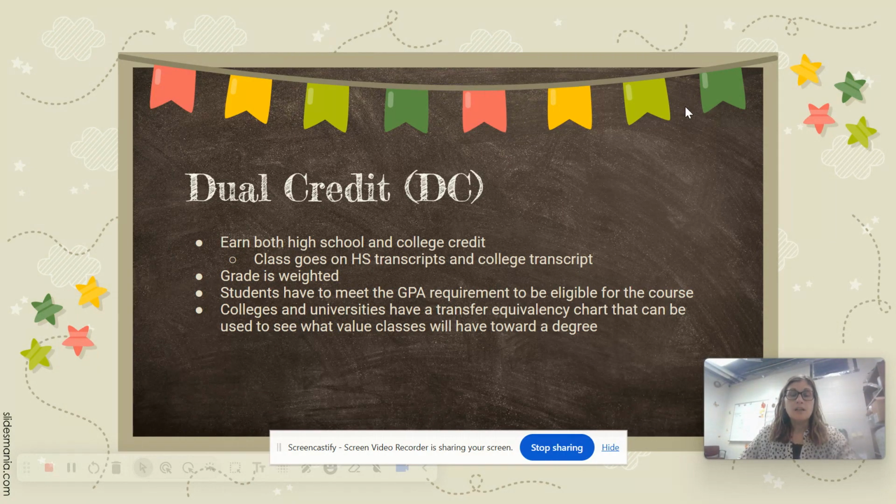For dual credit, you do earn both high school and college credit if it is an approved dual credit class. You get a class posted to your high school transcript and one posted to your college transcript. Grades are weighted. To be eligible for dual credit, you do have to meet a GPA requirement, and that GPA requirement is set by the college or university.